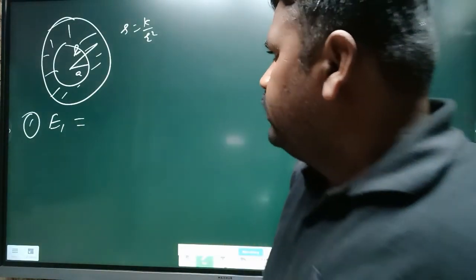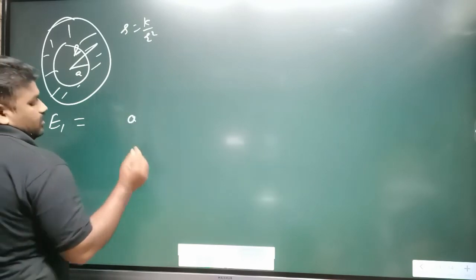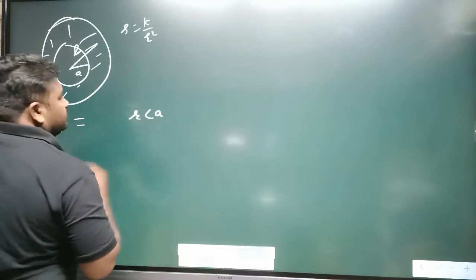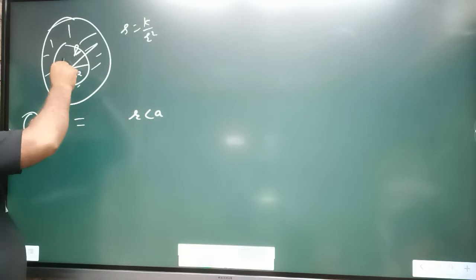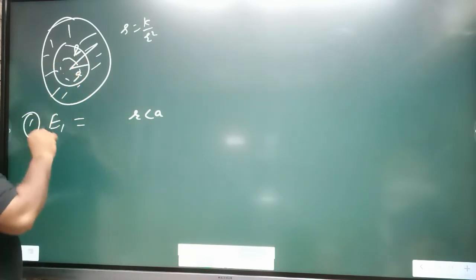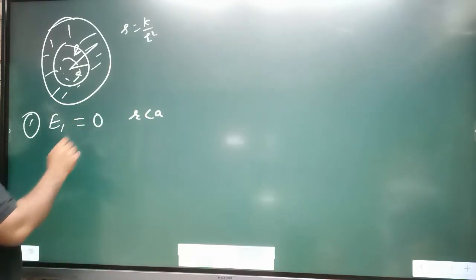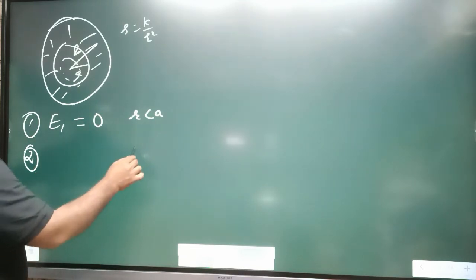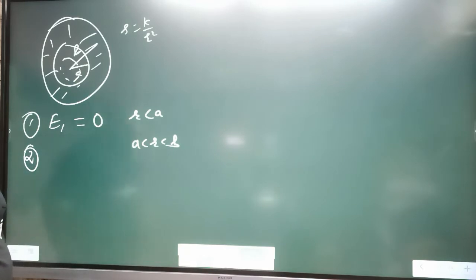E1 means inside the inner shell, R is less than A. Sir, potential, right, the constant potential? Not potential, electric field. Electric field 0. Then E2, charge enclosed. Next, A is less than R is less than B.